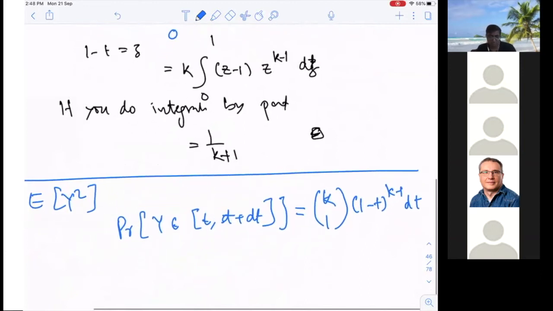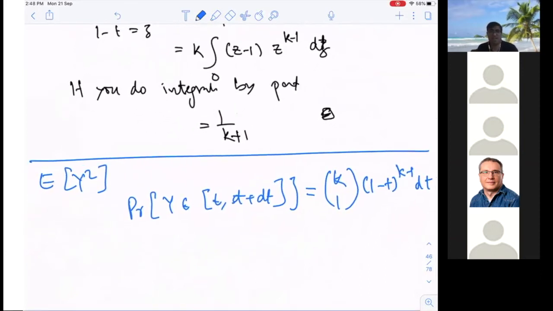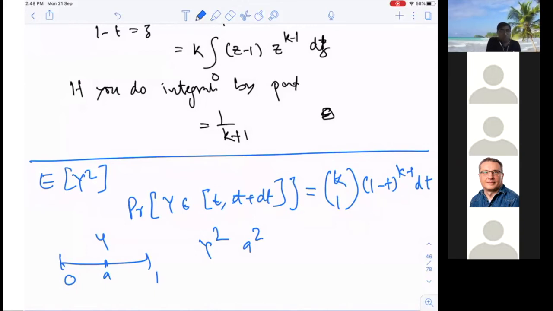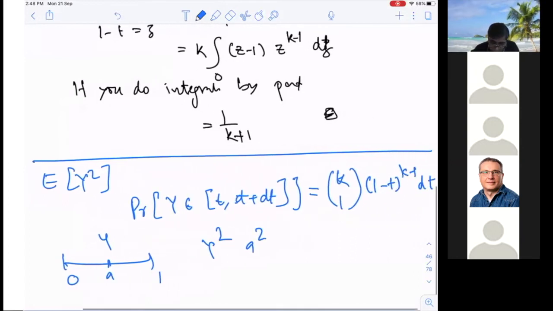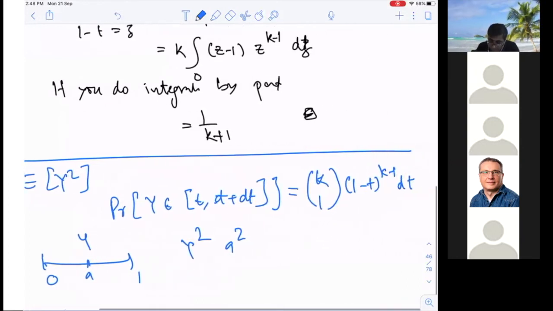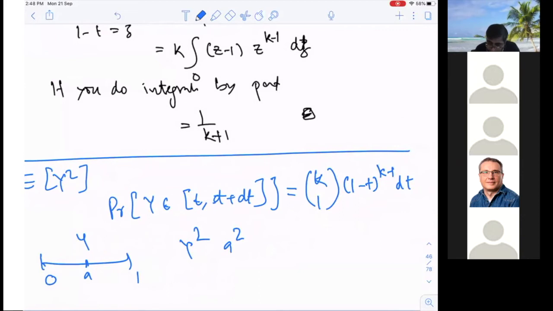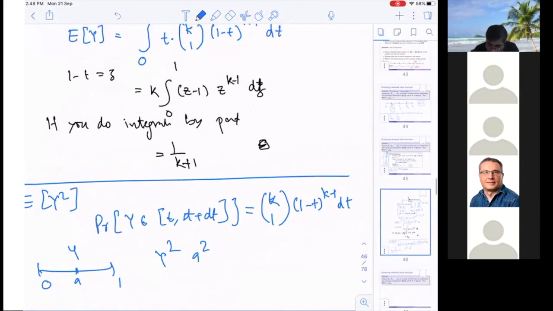Now, what is y squared? Y squared is a random variable which takes values between 0 and 1. Suppose y takes a, then y squared takes a squared. That's all that it does. And the probability that y squared takes a squared is the same as the probability that y takes a. So the expectation of y squared is very simple. We can compute it as follows.